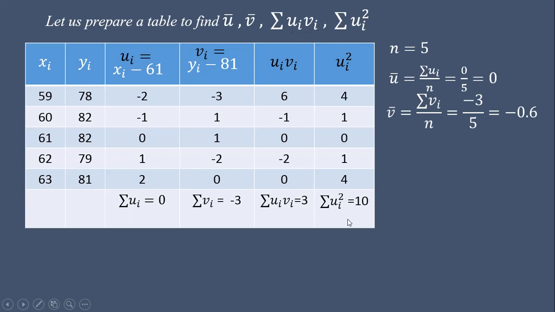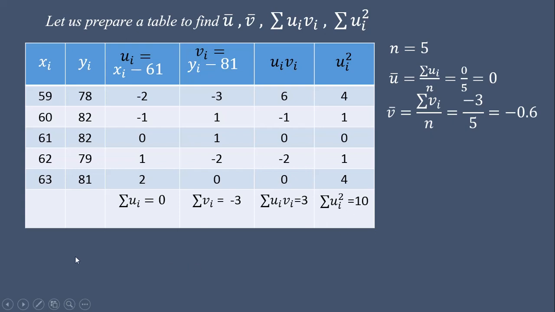Sometimes instead of giving these values directly, instead of summation ui, summation xi minus 61, these values are given, and we have to solve the example. In that case it is not needed to form this table. Directly these values are given. Instead of summation ui, summation xi minus 61 is given, summation yi minus 81 is given. Ui vi means summation of, in bracket xi minus 61 into bracket yi minus 81 is given. Okay, and these values are directly given, and we have to solve the next part.